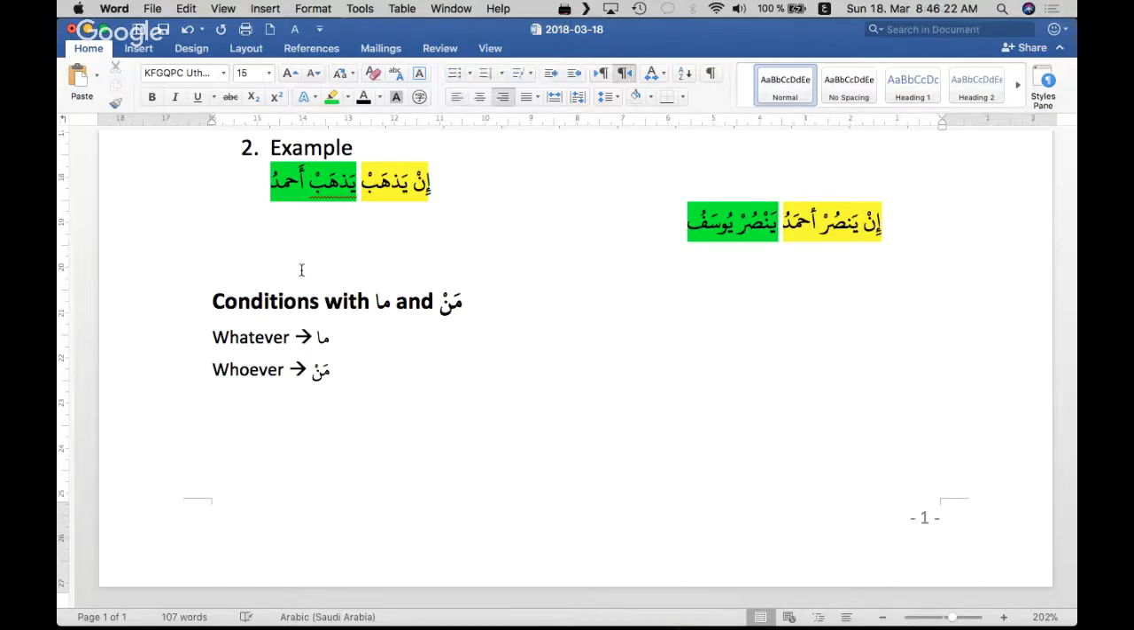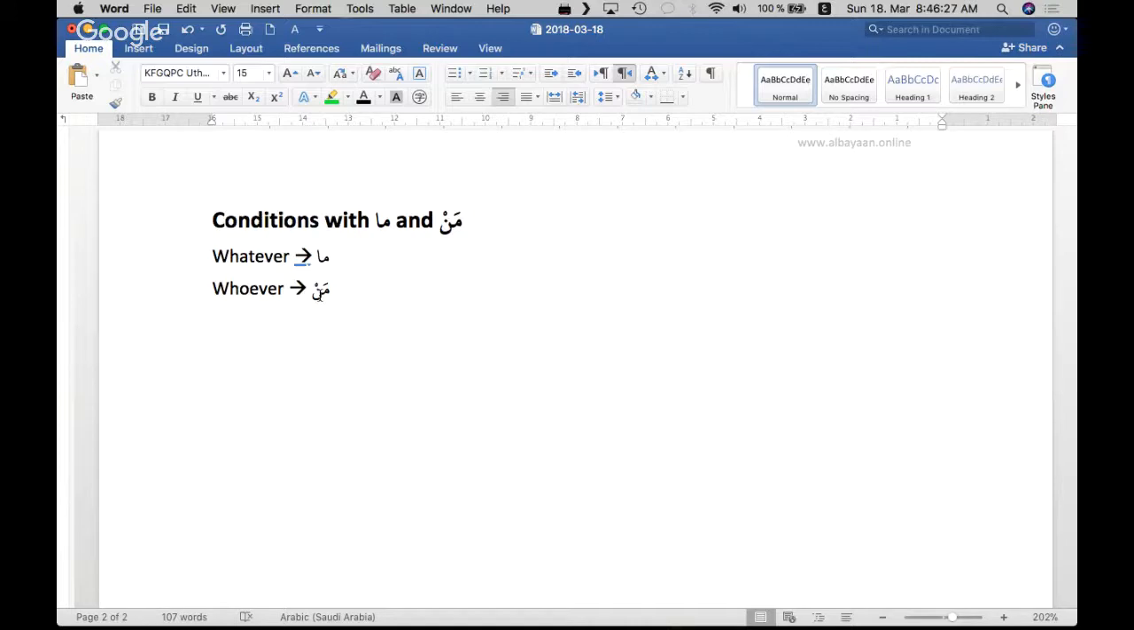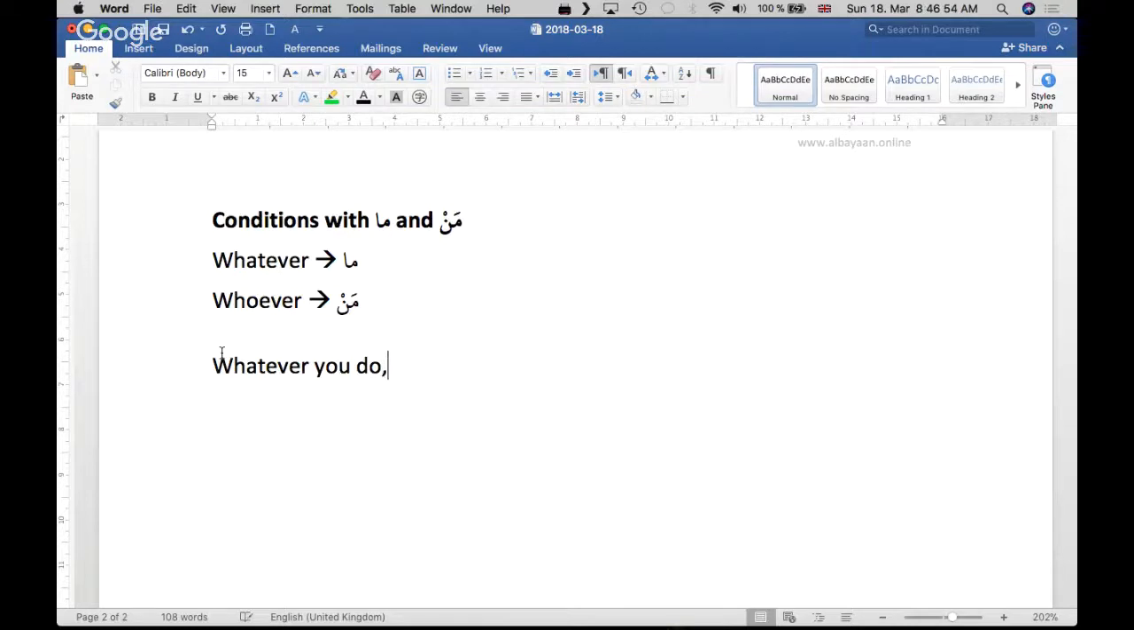Let me take it to the next page so it's cleaner and I can zoom in for you as well. Good. Whatever and whoever. Increasing the font size, inshallah. Now, when you construct conditions with whatever and whoever, what sort of conditions could you construct? For example, whatever you do, Allah knows about it. Whatever you do, Allah knows about it.